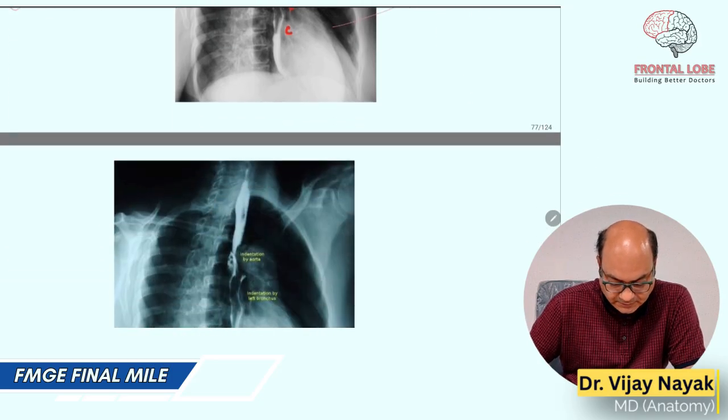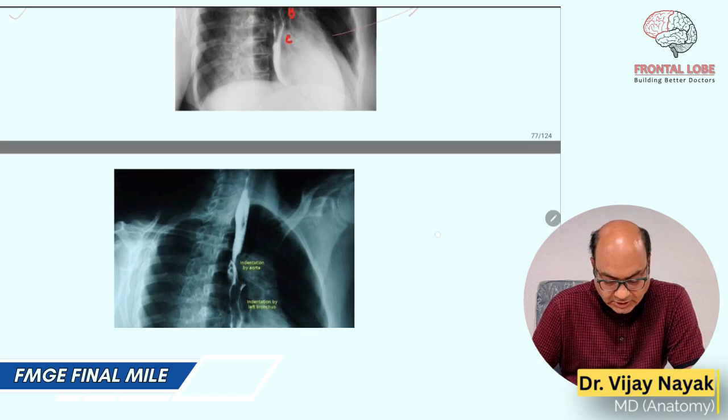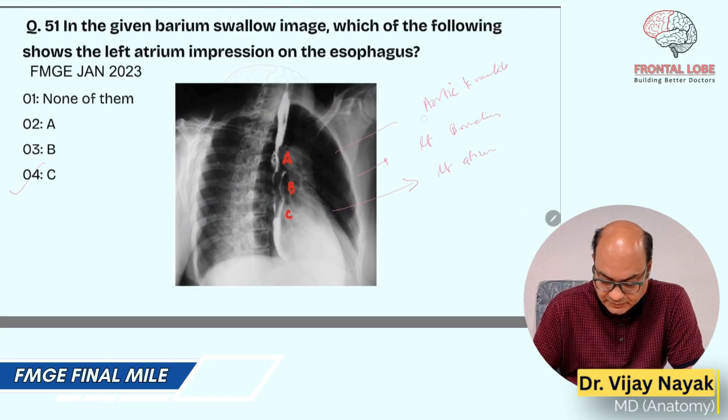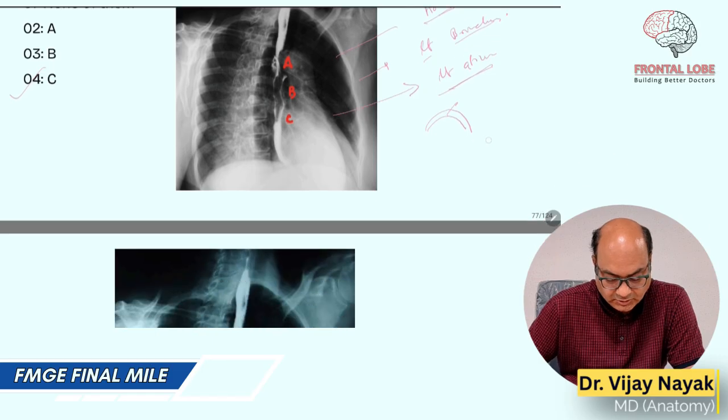You can see this X-ray. The indentation by the aorta is at the level of A, aortic knuckle. That's very frequently asked in the viva of UG, aortic knuckle. B is left bronchus indentation. Okay, and C is what is asked in the question, the left atrium. So now coming on to the next question.